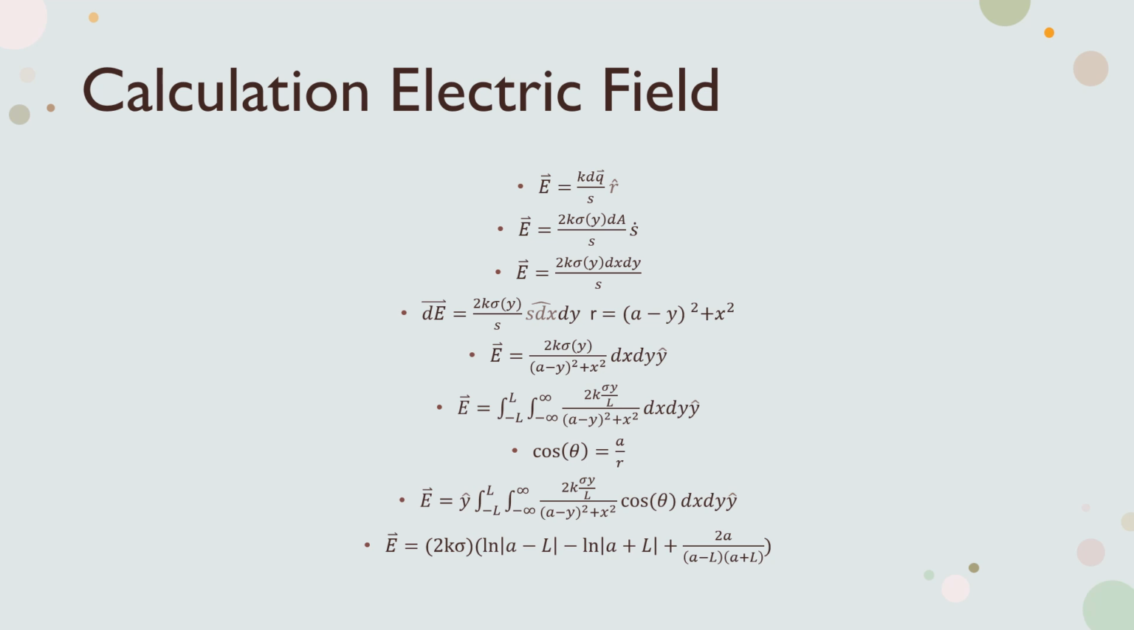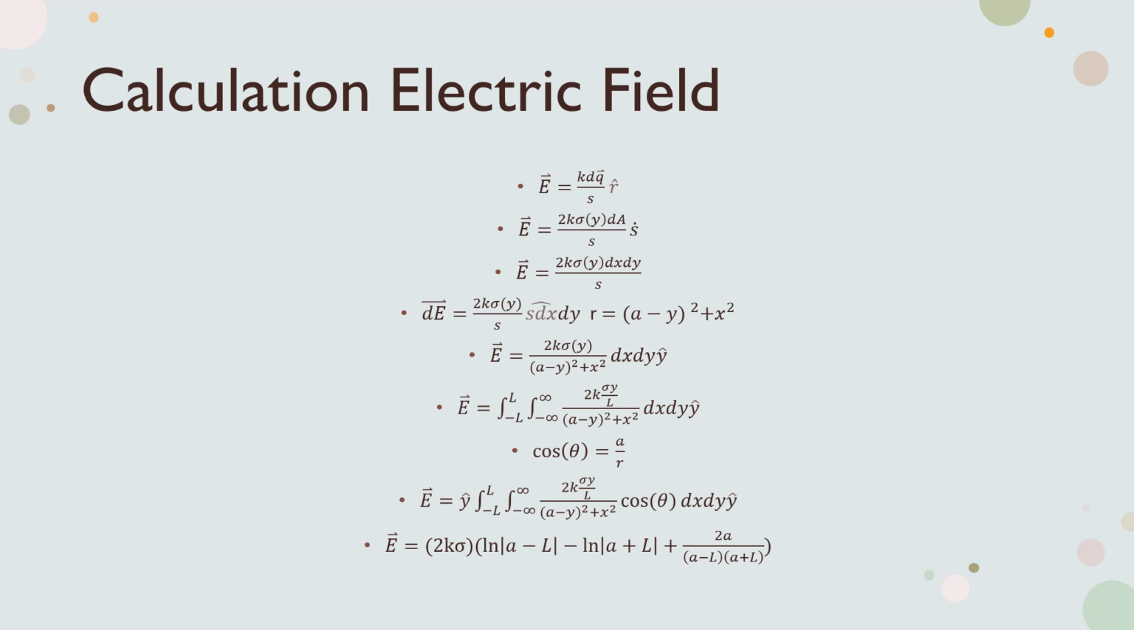Then I would plug this into our integral, and it's going to be a double integral because we have dx and dy. So our bounds for our integral will be negative infinity to infinity for the dx, because our y is infinite, which we defined in our assumptions. Then for our dy, we use negative L to L because that is the length, the height, the width of our strip. So then I plugged everything into our formula, including our sigma y, which was sigma naught y over L. So I plugged that all in, and I got the integral from negative L to L, and then negative infinity to infinity of 2k sigma y over L over a minus y squared plus x squared dx dy y hat.